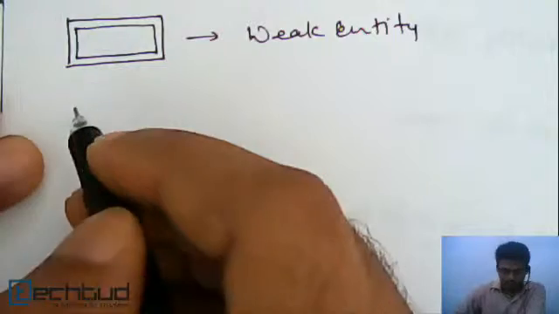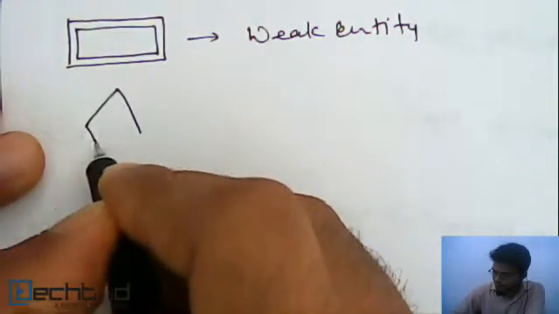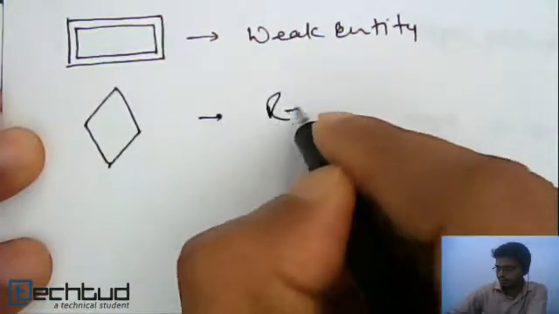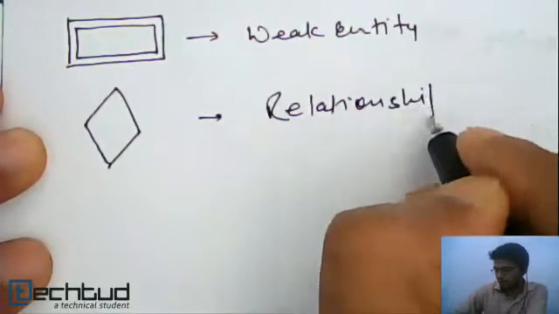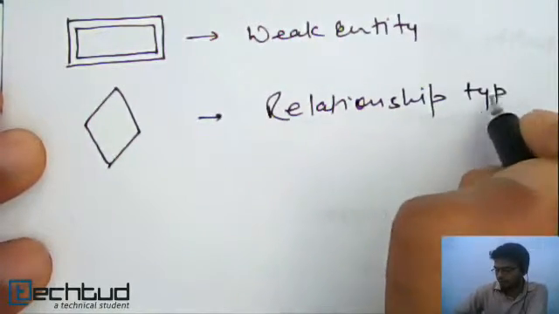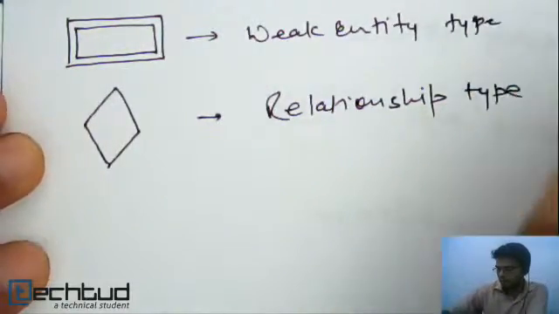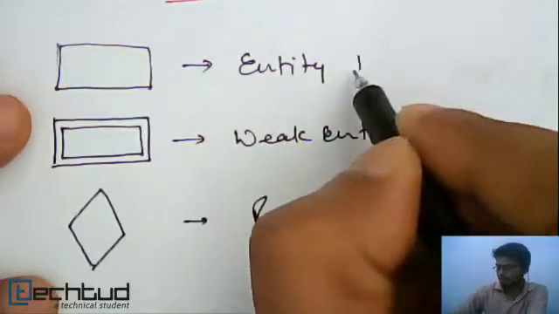Okay, now the next one we have is a diamond symbol which represents relationship type. Well, this is also a type. I hope by now you understand what is entity and what is entity type.